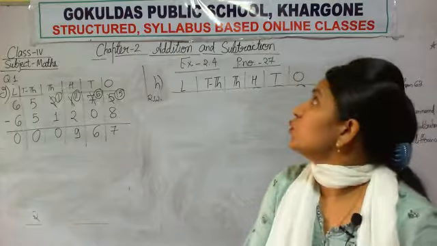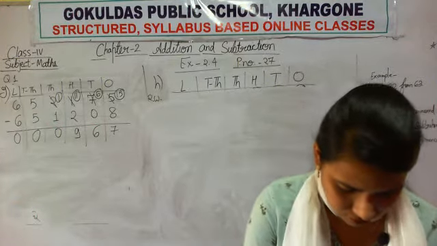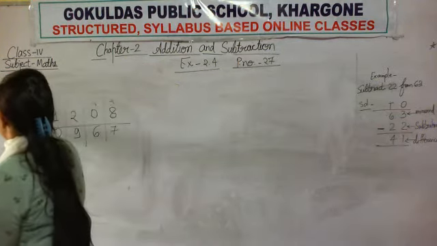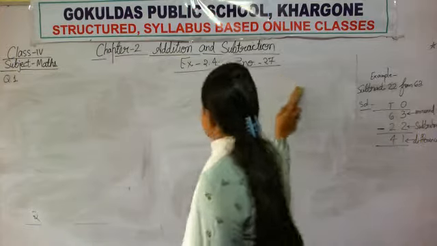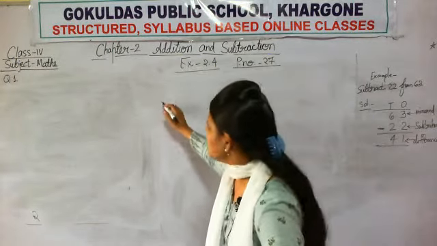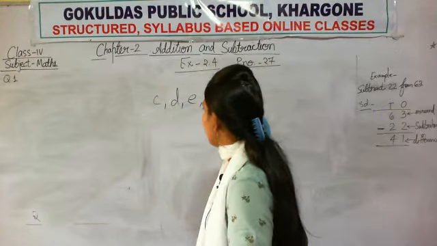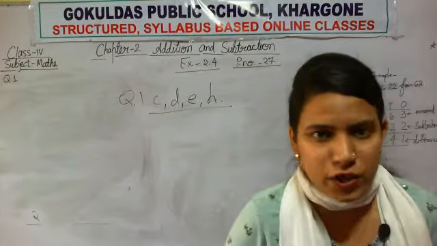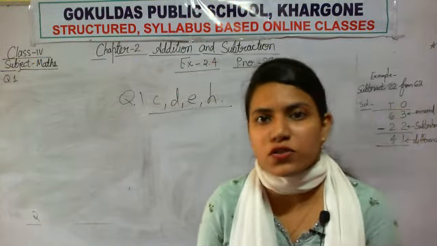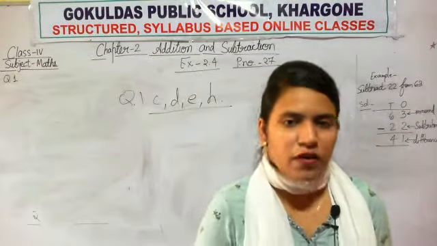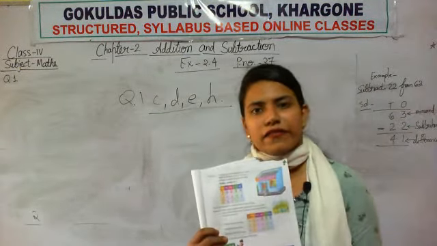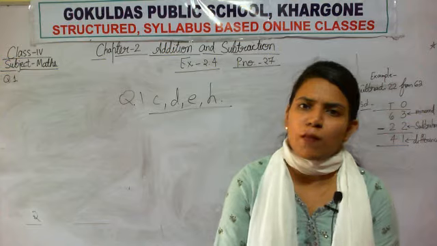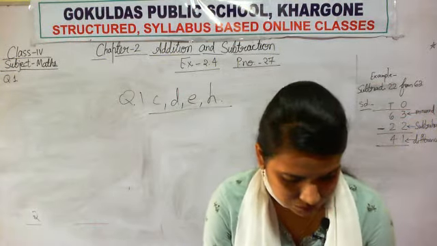Part H you have to do by yourself. So what are the homework questions? C, D, E and H are homework. Question number 1: C, D, E, H are homework. You have to do this exercise in the copy also. Do not think that we will do it in the book itself and leave it. No, you have to do it in the copy also. Copy it from your book.